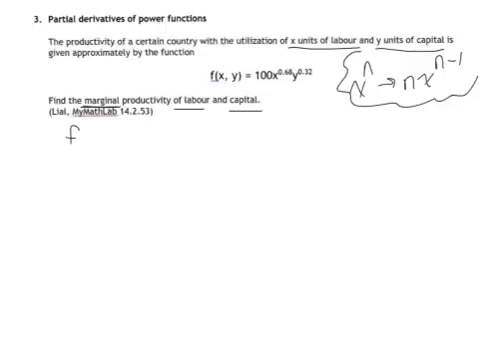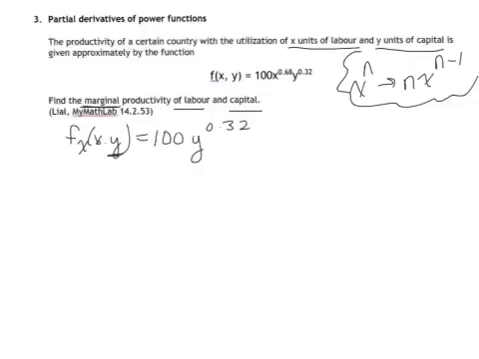So we have f sub x of xy. So we're taking the derivative with respect to x, which means that we're considering y as a constant. So we've got the coefficient 100. Again, y is considered a constant. So I'm going to just put that down as our next piece of the term. And then we have x.